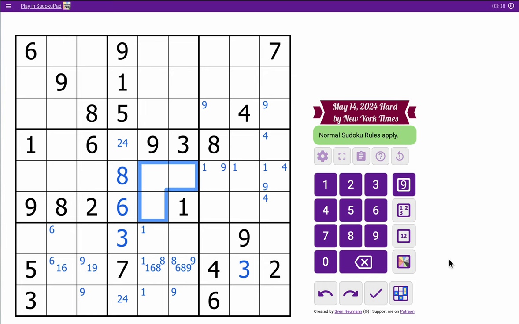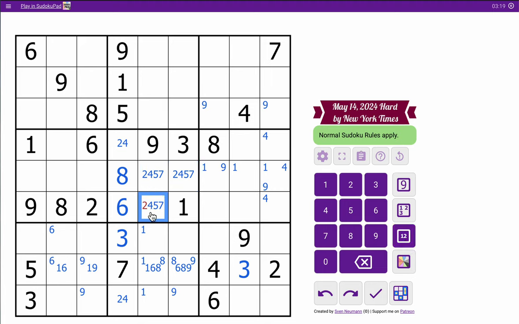Okay, these three are 2, 4, and something. 5. 1, 3, 6, 8, 9, 2, 4, 5, and 7. Okay, this can't be 3 because of that. This can't be 3 because of this. So 3 as a crossing is forced in box 4 in two places, and therefore I can put it in box 6.